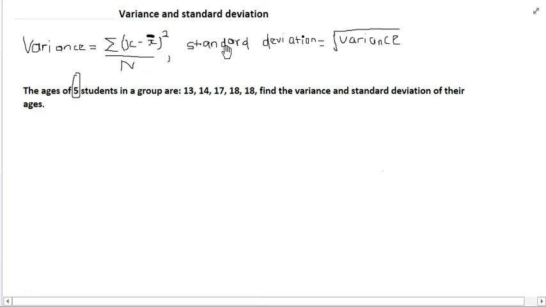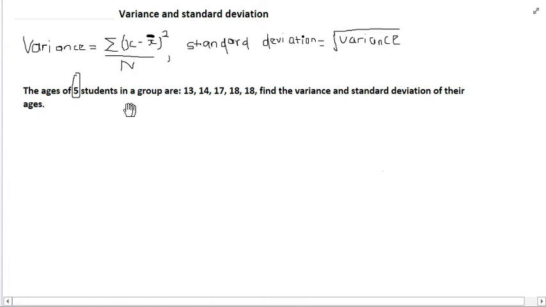Then standard deviation is the square root of variance, which means we cannot find standard deviation without variance. In any case, if we are to find standard deviation, we must equally find variance. Whatever we have as variance, we find the square root, and that will give us standard deviation.